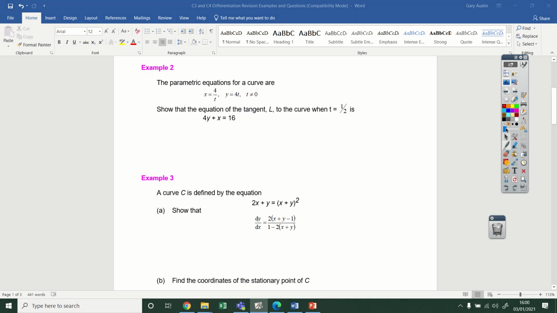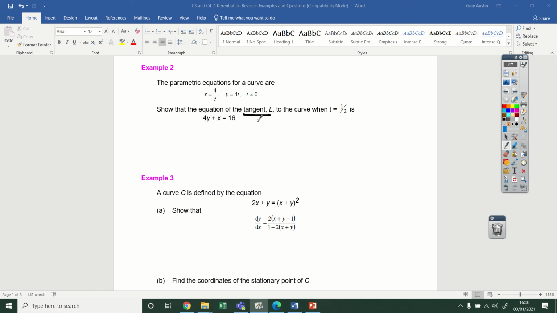Okay, right, example 2. So we have done a lesson on doing these with parametric equations. You can still get the gradient of that, and we're going to use it to find the equation of the tangent at the curve at the point when t equals a half. Right, so let's see what we've got as well. We've got x is 4 over t, and we've got y equals 4t, and t is non-zero to stop us having x being undefined.